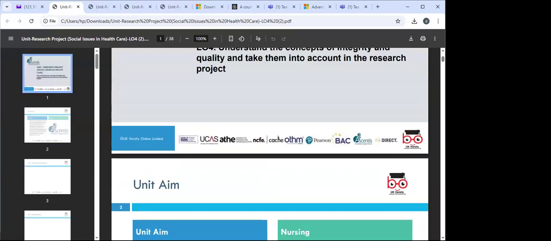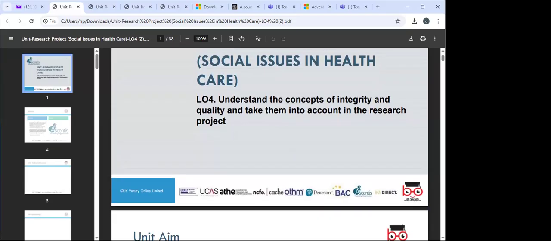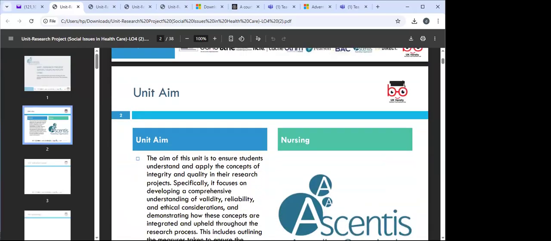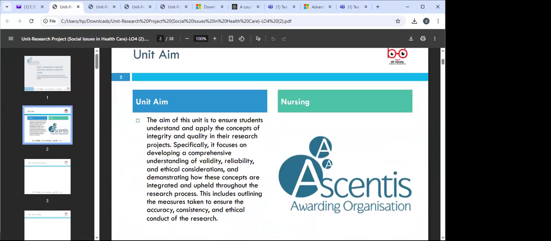Today's lecture, we want to look more into understanding the concept of integrity and quality and taking them into account in the research project work. Integrity and quality is very important. Why is it very important? One, as a student, and two, relative to project work. Why is it important?